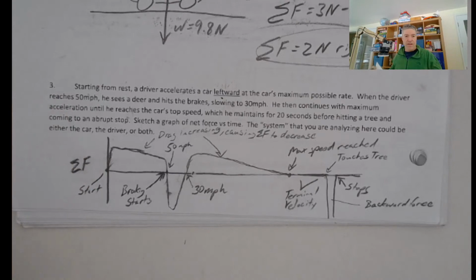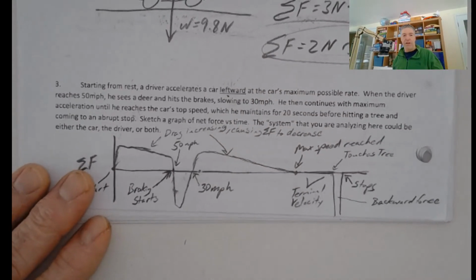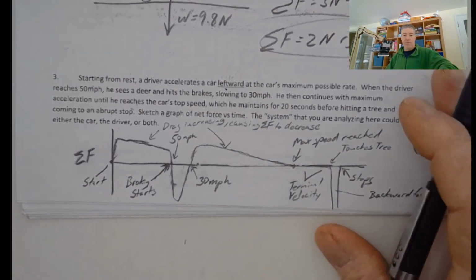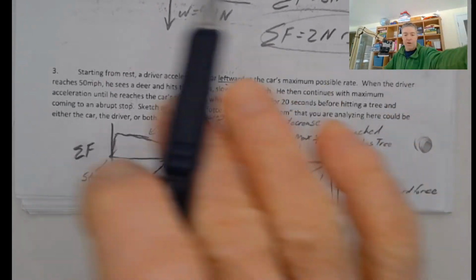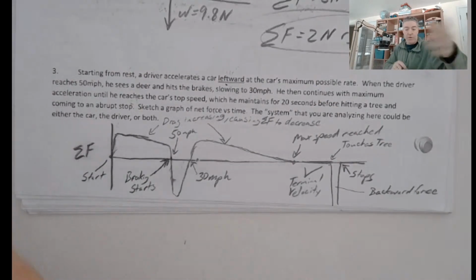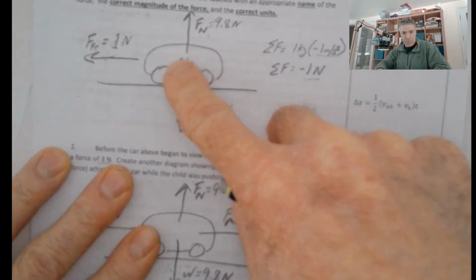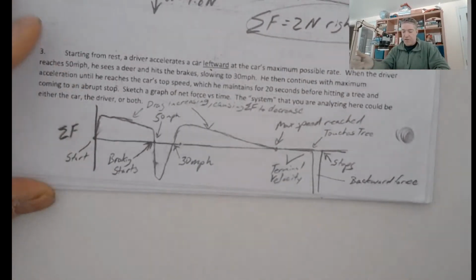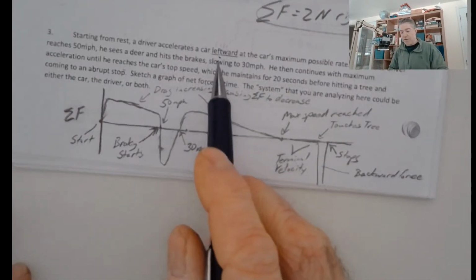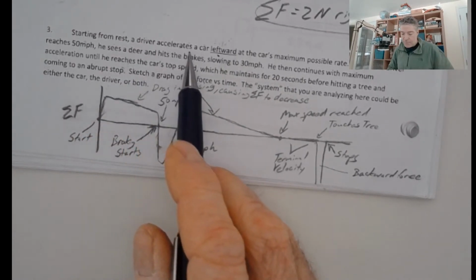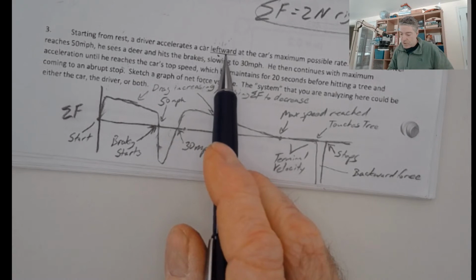All right, number 3. On the test you're going to have, I'm not going to have you do a graph like this. The graph is worthwhile. It's good to think about. But instead of a graph, I'm going to have you do a series of diagrams, a series of pictures showing the individual forces as an event is changing. So in this particular case, the event is a car starting from rest, driver accelerates leftward.